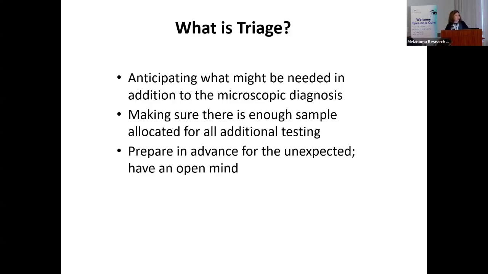So I mentioned that an essential role of cytopathology is triaging a specimen. What is exactly triage? Triage means that we anticipate what might be needed in advance in addition to the microscope study. And that allows us to make sure there's enough sample allocated for all additional tests that might be needed. And the key to accurately handling a sample from the eye is preparing in advance for unexpected results.